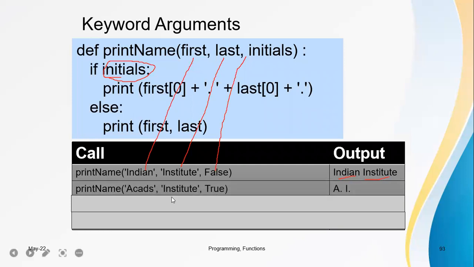Now, ACATS Institute 2. Now, once again, ACATS is first, institute is last, initial is true. So initial true means what should I print? The first letter and the last name's first letter. So first letter A, first letter is I, answer is A. The output will be A. Okay.